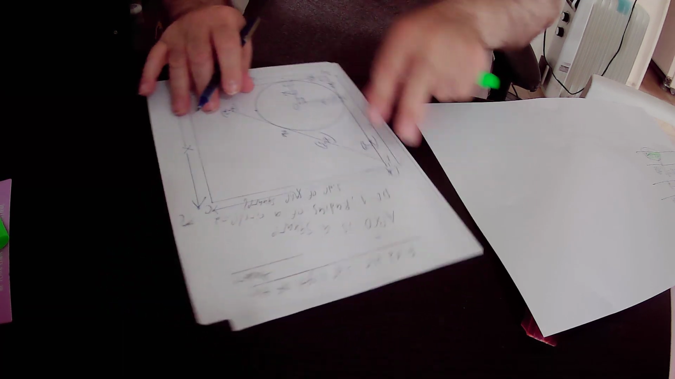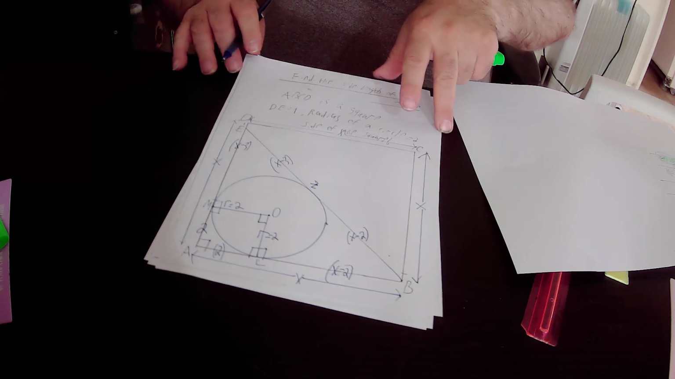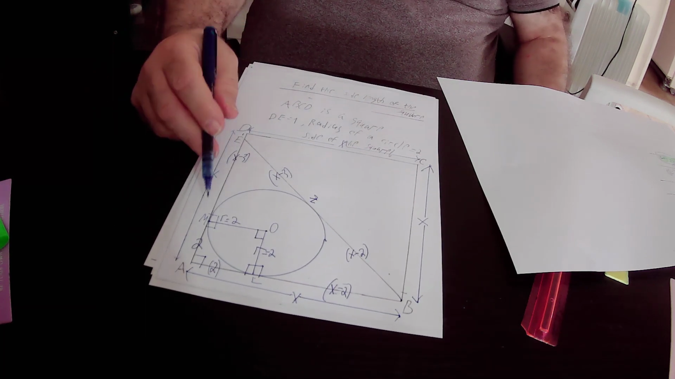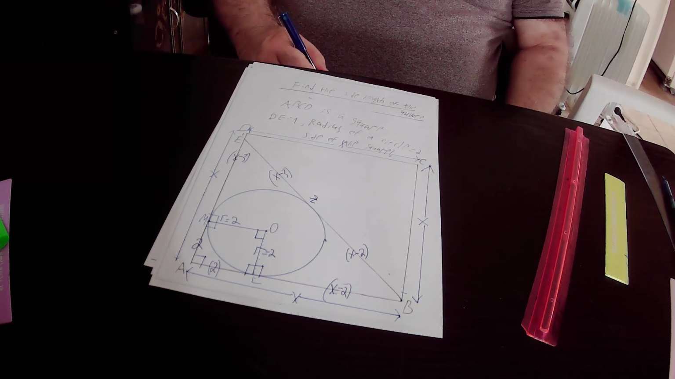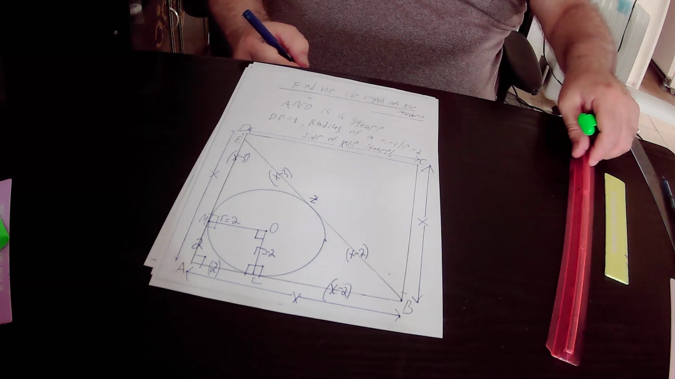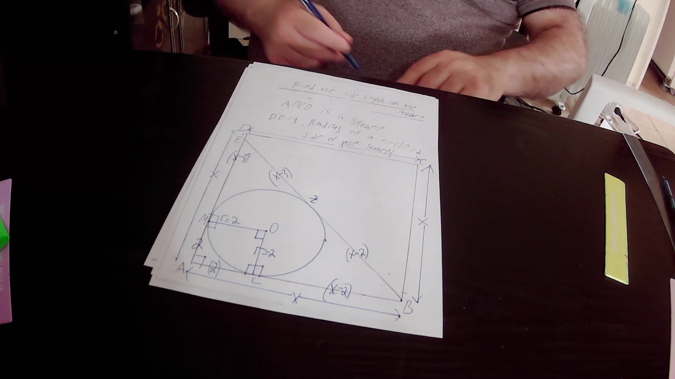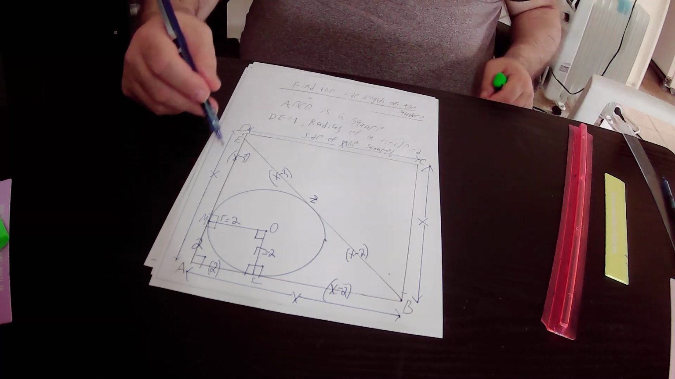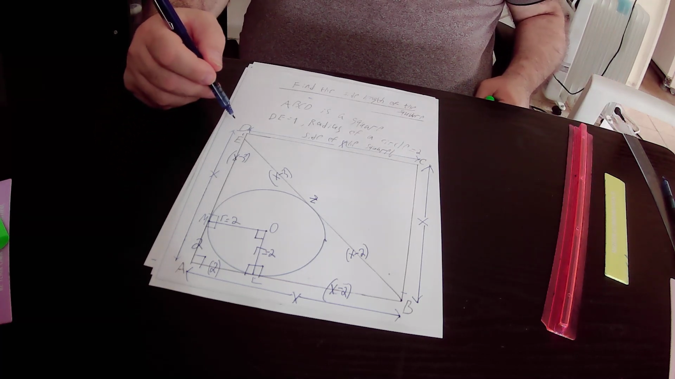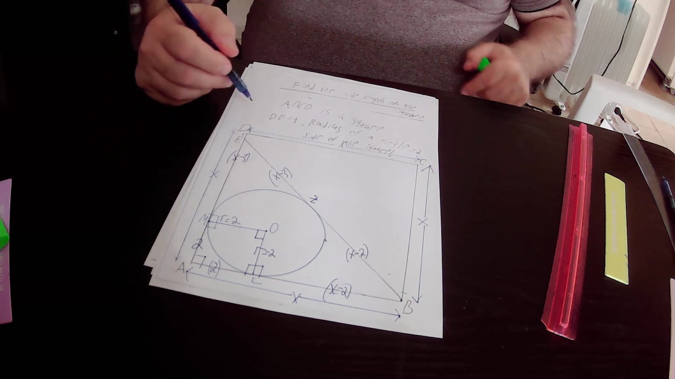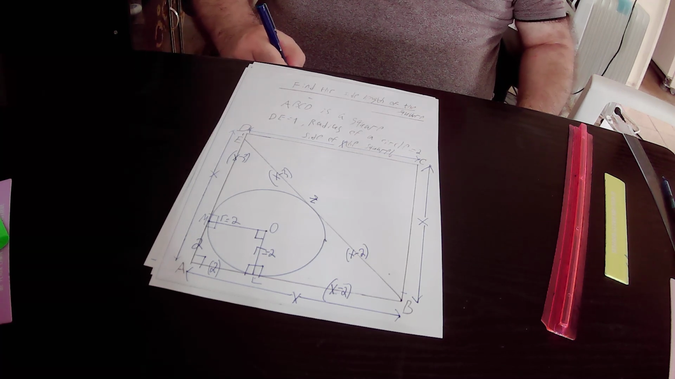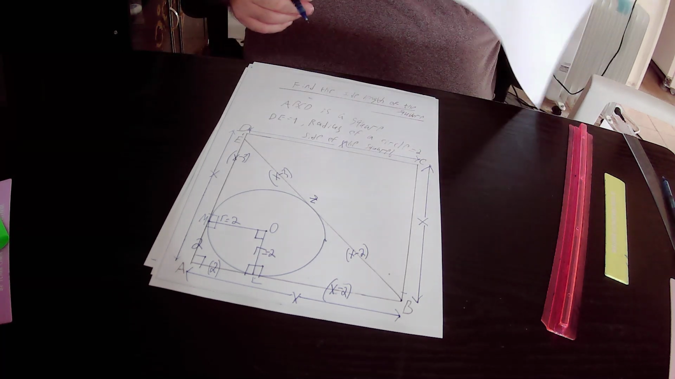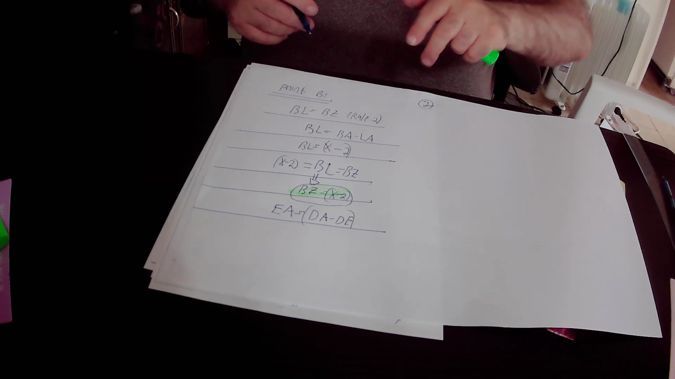And what is the length of line segment EA? From a drawing, it is very easy to see that the length of line segment EA is equal to DA minus DE. Again, DA minus DE equals EA. So repeat again, EA equals DA minus DE.